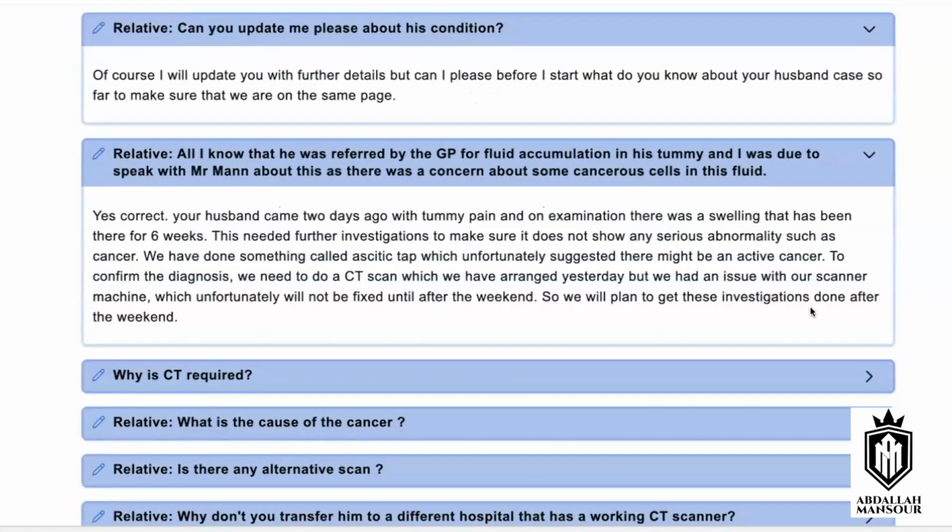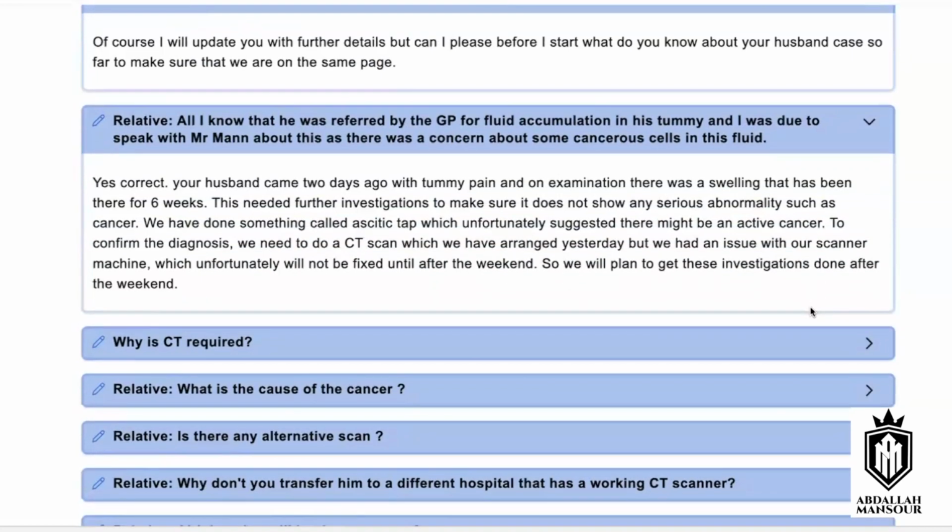Unfortunately, the CT scan machine is not working, and it's gone for repair, and it would take this weekend. I don't get this, doctor. What kind of hospital is this? So you were not sure if it's cancer or not, and the way you explain it seems that it's really urgent, and now you're saying that the CT scan is not working. What kind of hospital is this? Is this even a hospital that's offering service to patients?